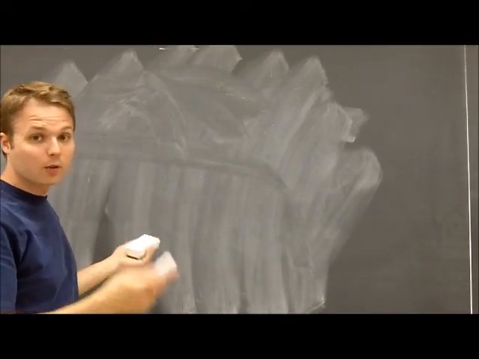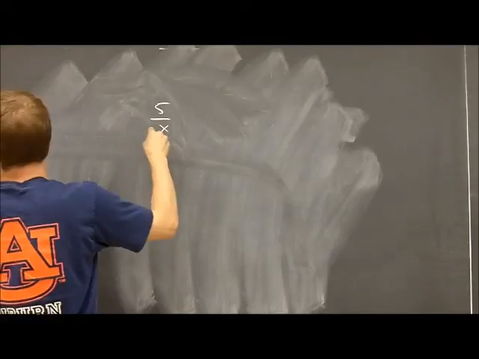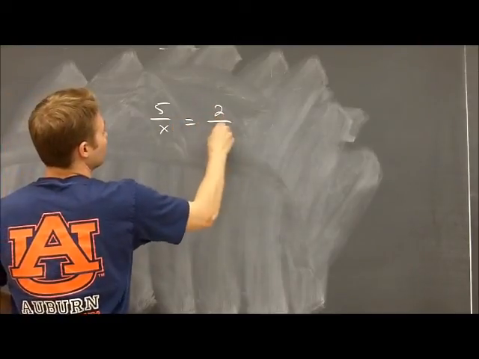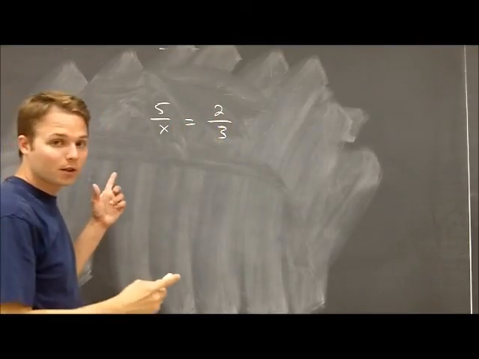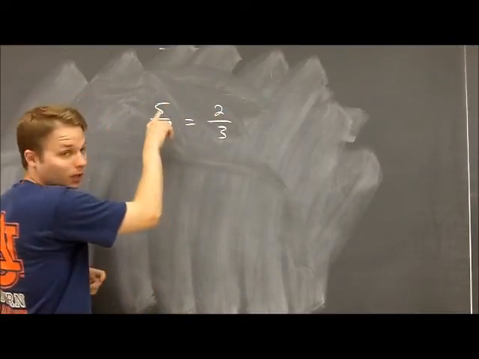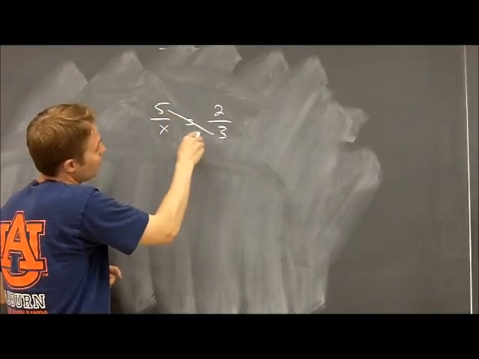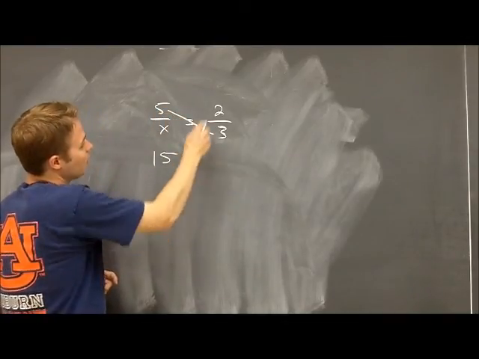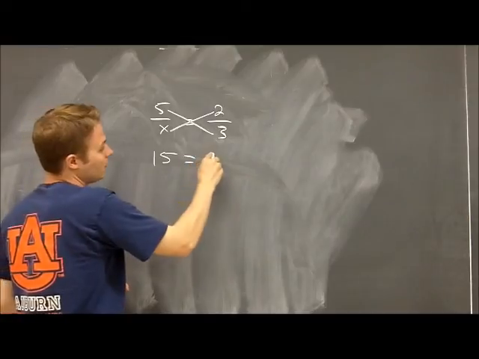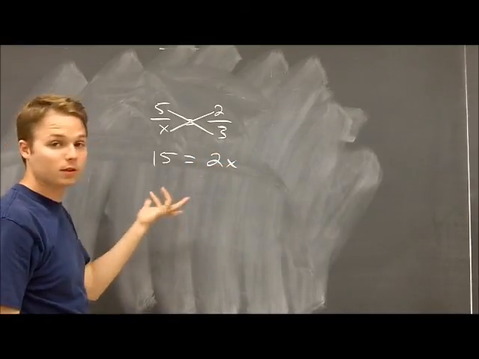So take a look at how to solve a couple of these proportions. We'll start with a simple one. Start with this guy, 5 over x is equal to 2 over 3. Now the way we can solve any proportion like this where we have a fraction equal to a fraction is we can always just cross multiply. So I can cross here, 5 times 3 is 15, and then 2 times x is just 2x. And so we get this expression 15 is equal to 2x, this equation.